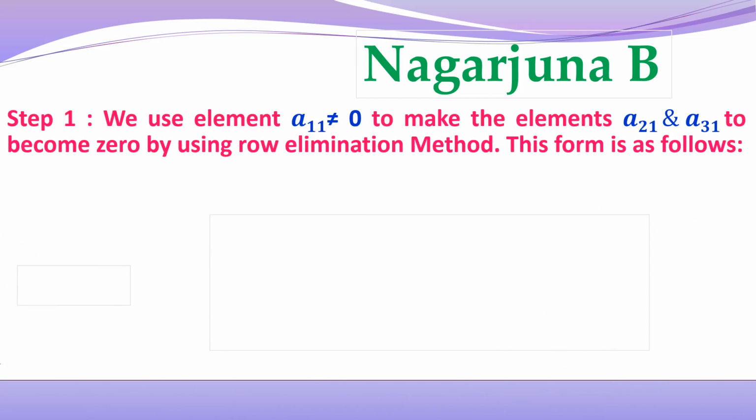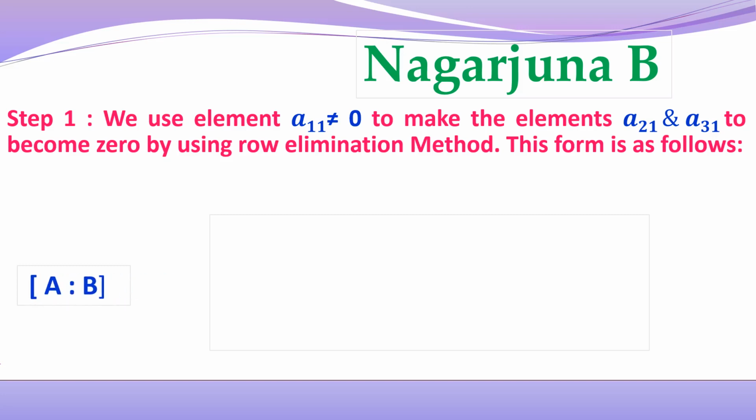To make the augmented matrix an upper triangular matrix, we will follow certain steps. Step number 1: we use the element a11 not equal to 0 to make the elements a21 and a31 become 0 by using the row elimination method. This is as follows.